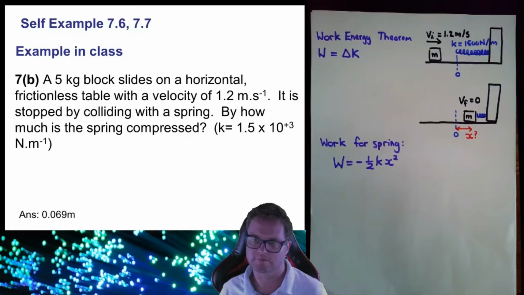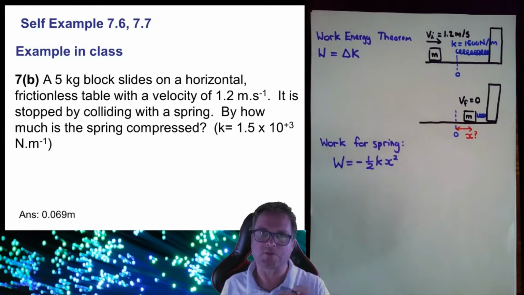So here we give an example where a 5 kilogram block slides over a horizontal frictionless table with a velocity of 1.2 meters per second, and it is stopped by colliding with a spring. And we're asked to calculate by how much the spring is compressed, and we're given that the spring constant k is equal to 1.5 times 10 to the plus 3 newtons per meter.